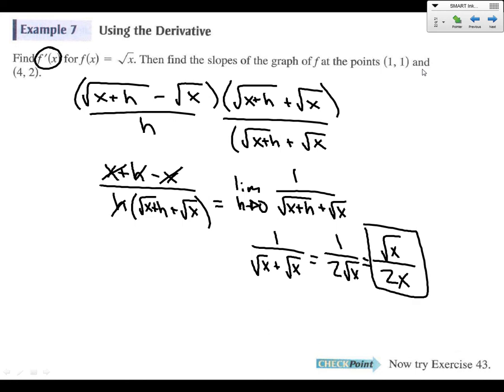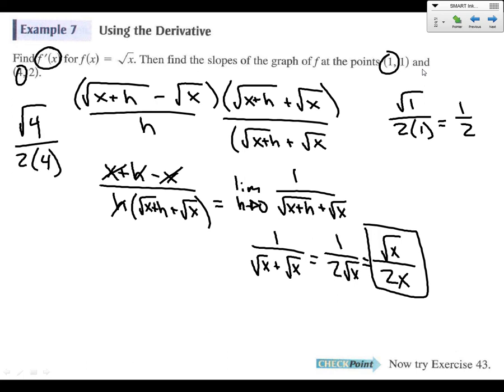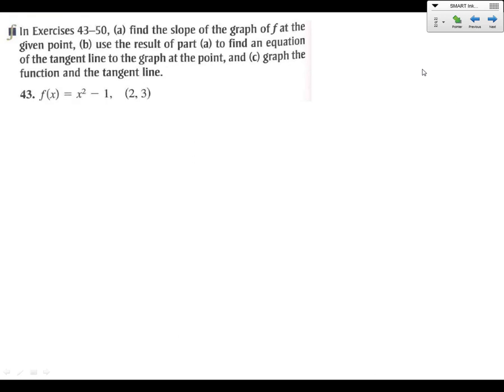And so if we plug in 1, we're going to have square root of 1 over 2 times 1, which is 1/2. And if we plug in 4, we're going to have the square root of 4 over 2 times 4, which is 2 over 8, which is 1/4. All right, there it is. You've got one left to do. Knock out problem 43. Any questions, we'll go over them in class.